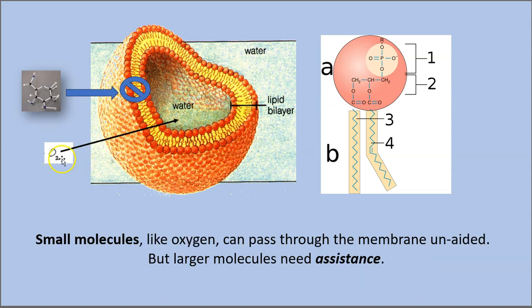Now, small molecules like oxygen can pass right through the lipid bilayer, right through the membrane and into the cell. Likewise, carbon dioxide could leave the cell if it wanted to. But larger molecules like glucose are going to bounce off the cell membrane. They won't be able to get in. So larger molecules need assistance.